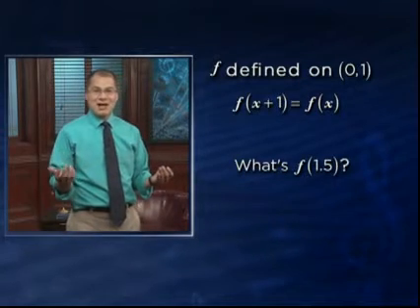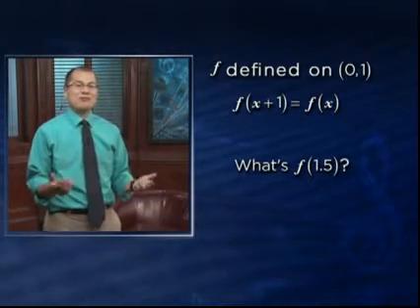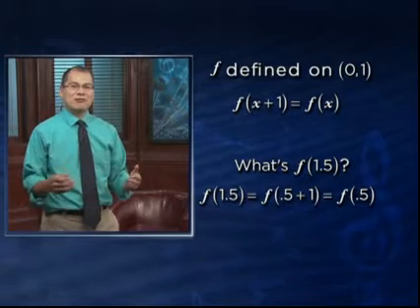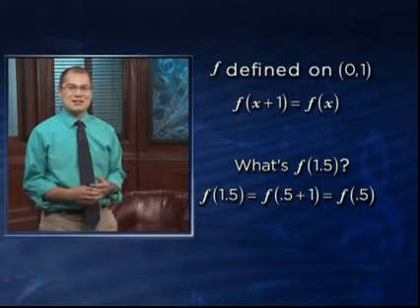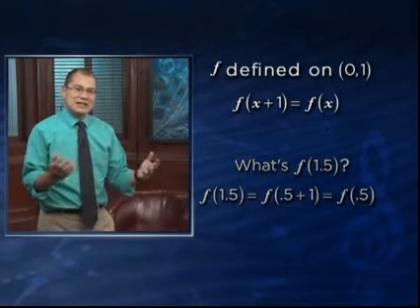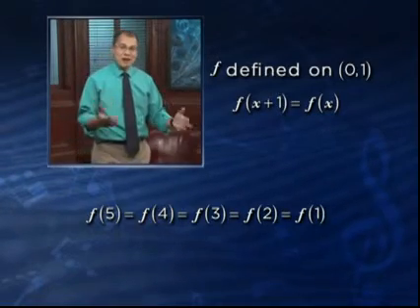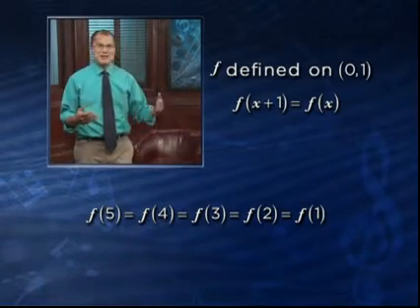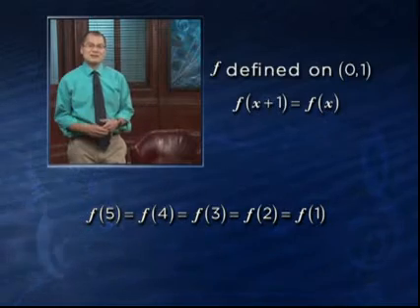What's f of 1 1/2? That refers back to f of 1/2. f of 1.5 is f of 0.5 plus 1, and so that's the same thing as f of 0.5. You actually get these long chains. You get f of 5 is equal to f of 4 is equal to f of 3 is equal to f of 2 is equal to f of 1.